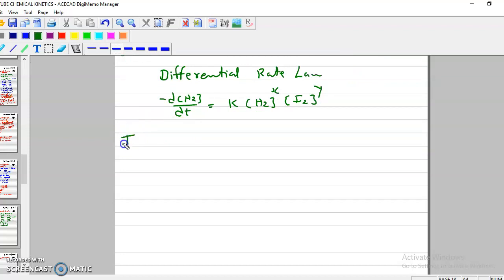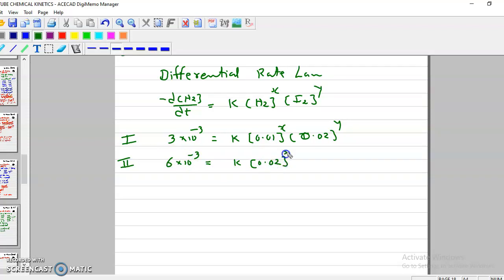So with reference to the first set, we put the values of all this, and we found that 3 into 10 raised to minus 3 is equal to k, moles of hydrogen 0.01 raised to x, iodine moles 0.02 raised to y. According to set 2, the rate is 6 into 10 raised to minus 3 is equal to k 0.02 raised to x and 0.02 raised to y. And for set 3, we write 6 into 10 raised to minus 3 is equal to k 0.01 raised to x and 0.04 raised to y.